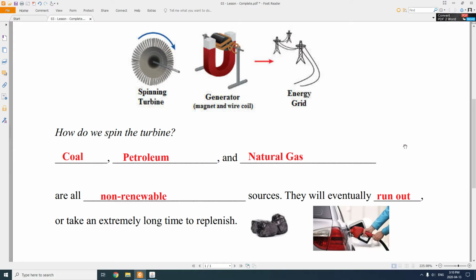The other downside of these is that they produce carbon dioxide, right? Which is a cause of global warming or climate change. Why are we using them though? Because they're generally cheap and easy to get. They're easy to move around. They're portable.